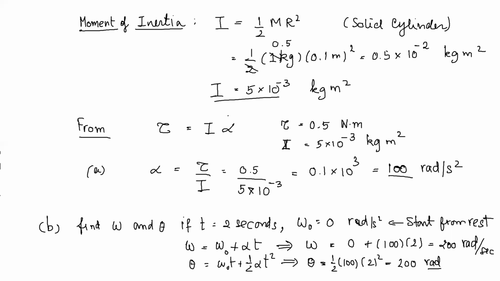of the object will be 200 radians per second, and the angular distance traveled will be 1/2 alpha t squared. And you put in alpha equal to 100. So it is 1/2 of 100 times 2 squared. And in this case, we have 200 radians.